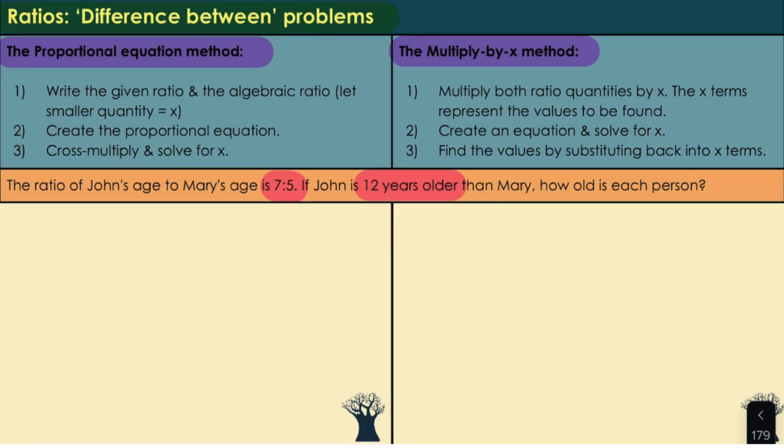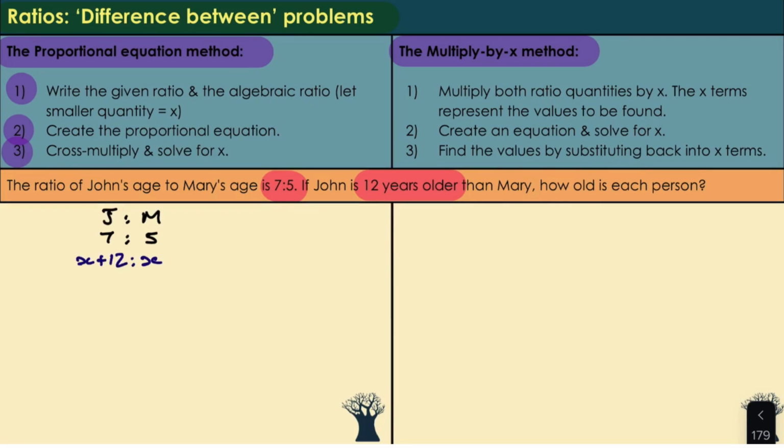First, the proportional equation method, we follow these three steps. Step 1, write the ratio and the algebraic ratio. So we have John to Mary. Their ratio is 7:5. Now, they tell us that John is 12 years older than Mary. Mary is the smaller quantity, she is x, and if John is 12 years older, he is x plus 12.